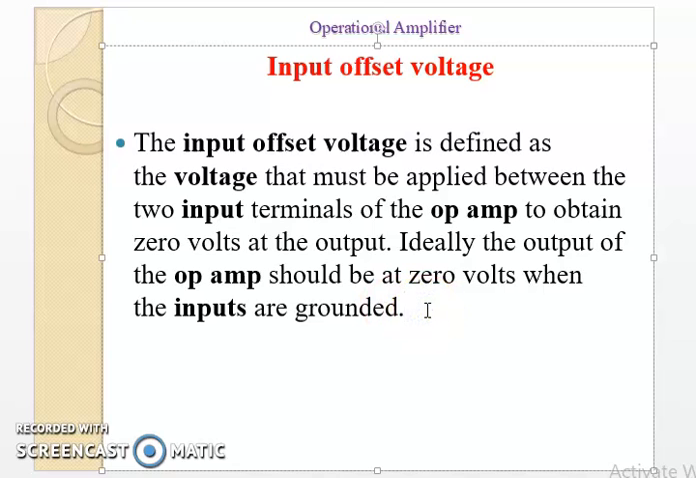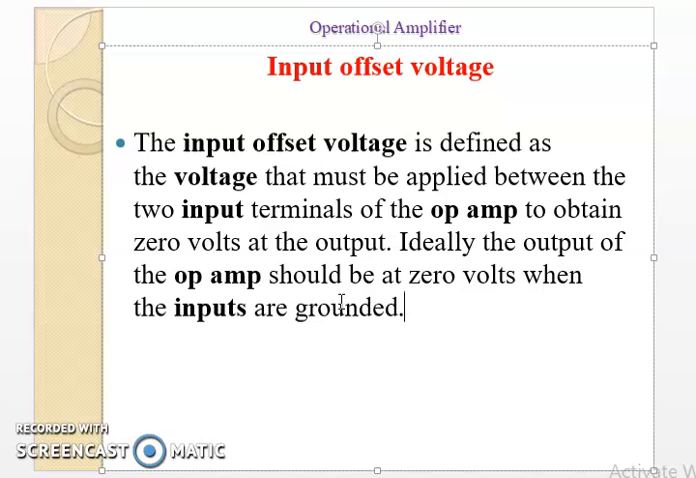Here I want to clear one point. In the case of an ideal operational amplifier, one of its characteristics is that there should be 0 output whenever there is no input. I mean, whenever the inputs are grounded, the output must be 0. In ideal cases, this is possible, but practically, it's not possible.